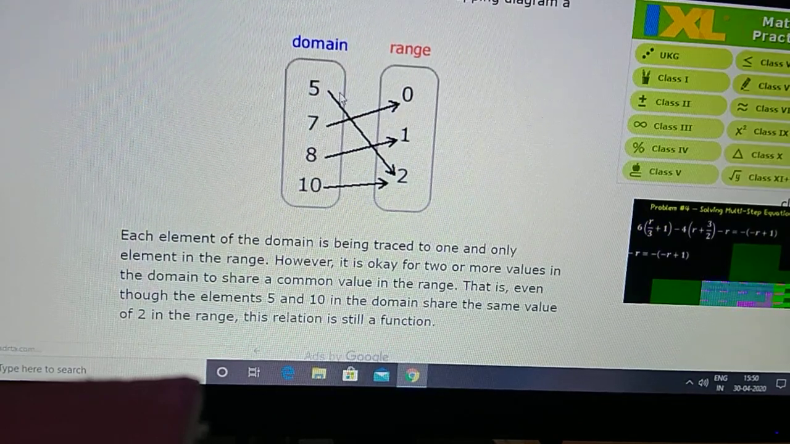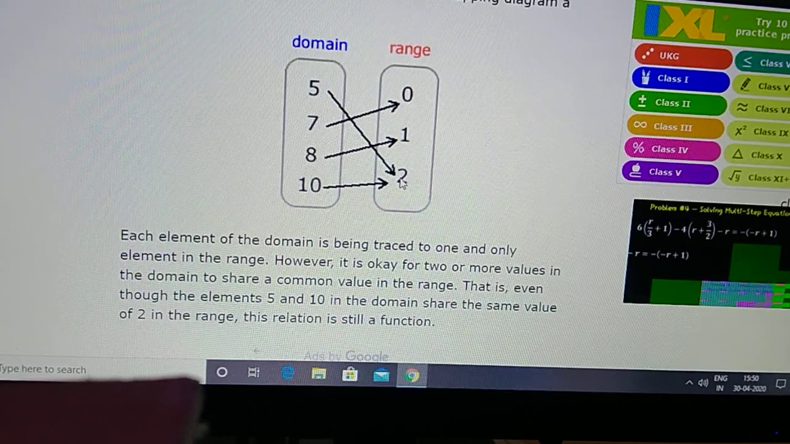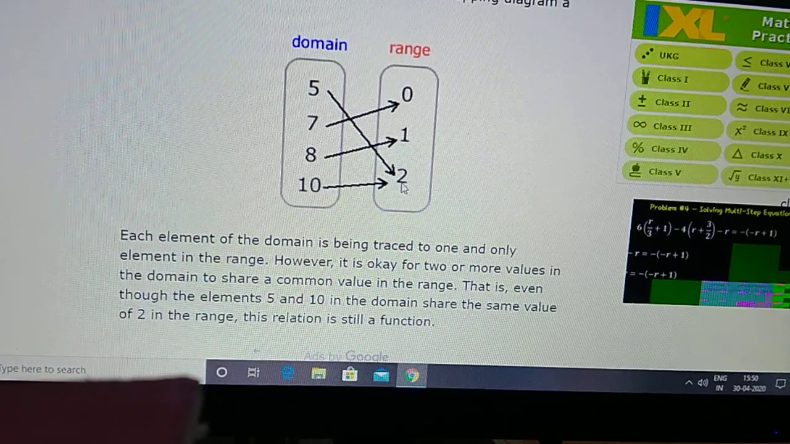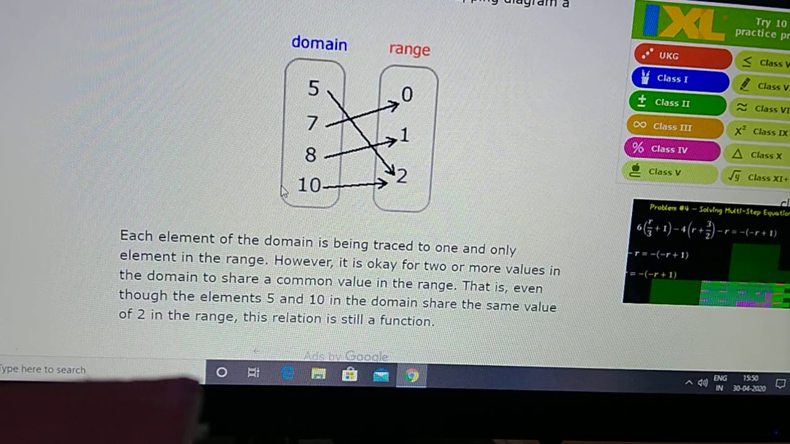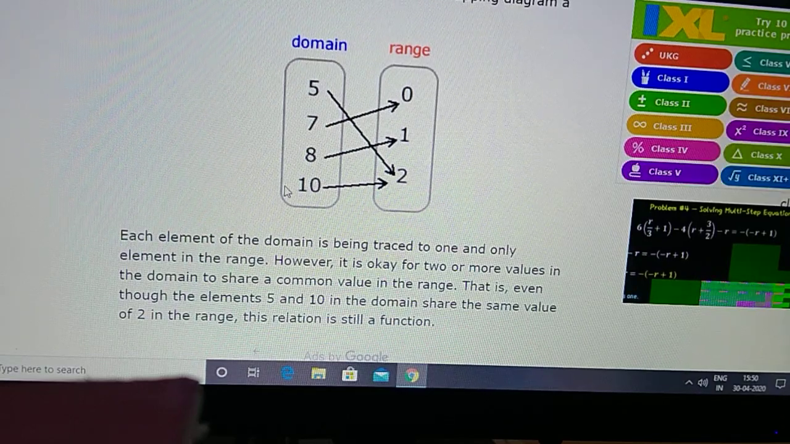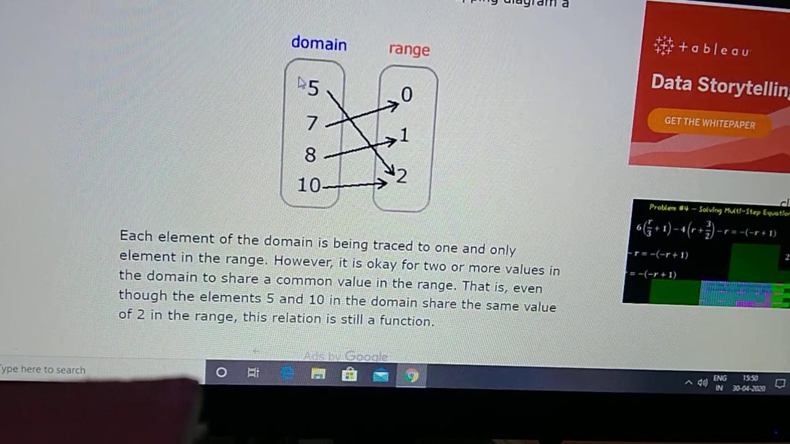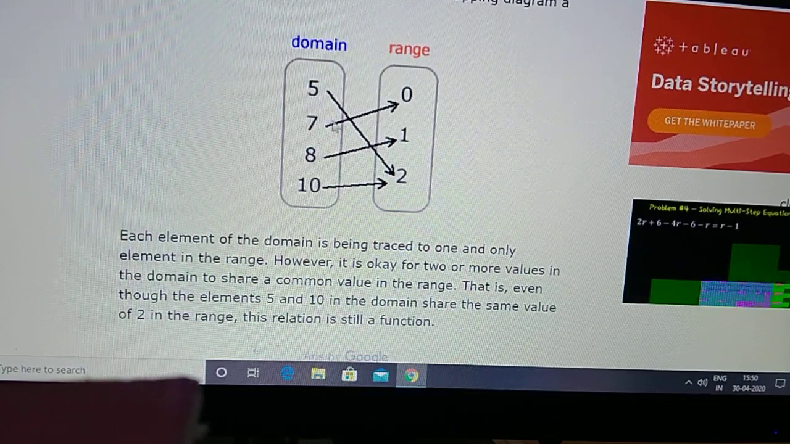5 has a relation to 2, 7 has 0, 8 has 1, 10 has 2. Now you may be thinking about the 2. 2 is making a relation with both 5 as well as 10. But the definition of the function says the element of x must be associated with only one value of y.